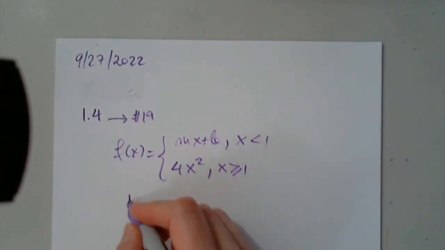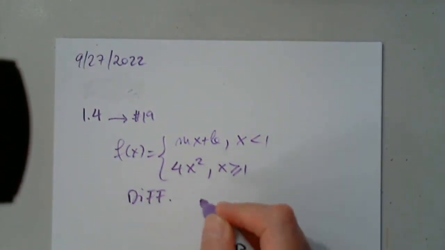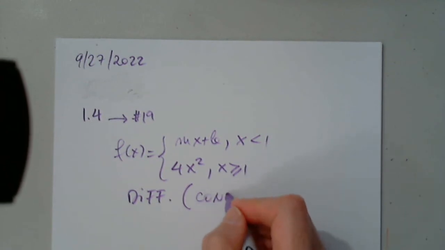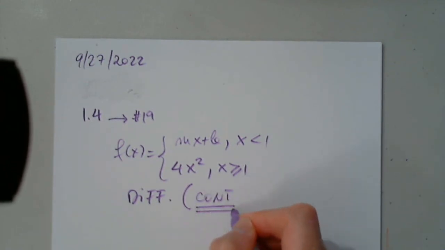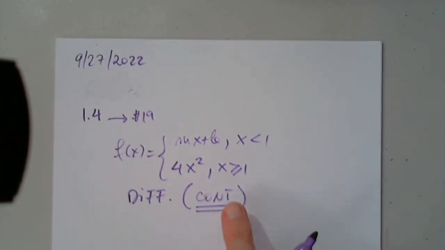For a function to be differentiable, first of all, it has to be continuous. If it's not continuous, the function is guaranteed not to be differentiable. But even if the function is continuous, there is no guarantee that the function will be differentiable. But we have to start with this. This is our first step.